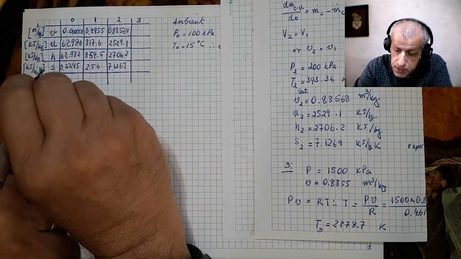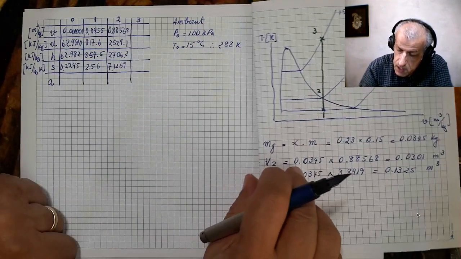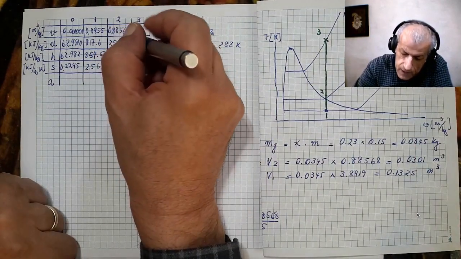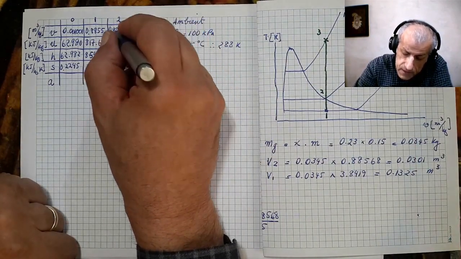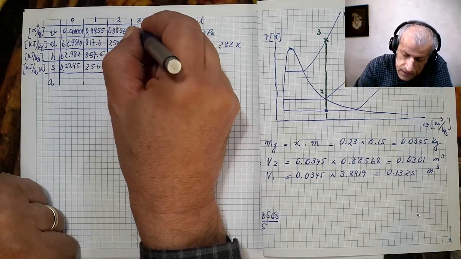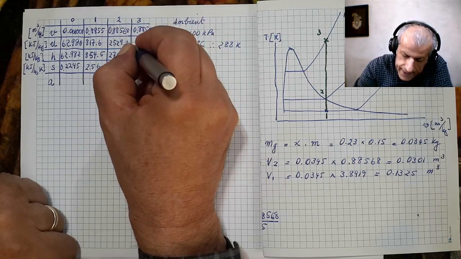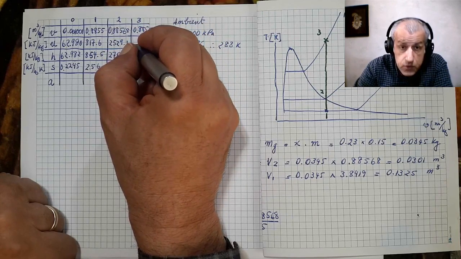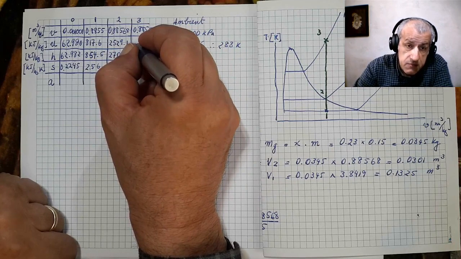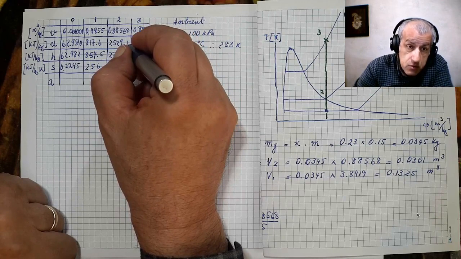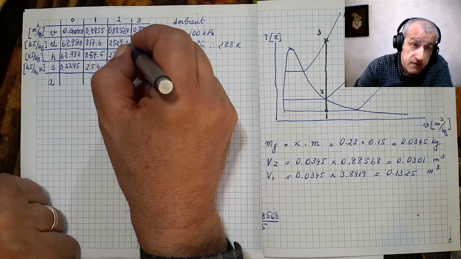At point 3, which is just up here, we have the properties. Well, V is the same, 0.88568, and U we don't know because it is perfect gas, and we need to have a reference point just to have a value for U. And we have to be careful with that reference point.